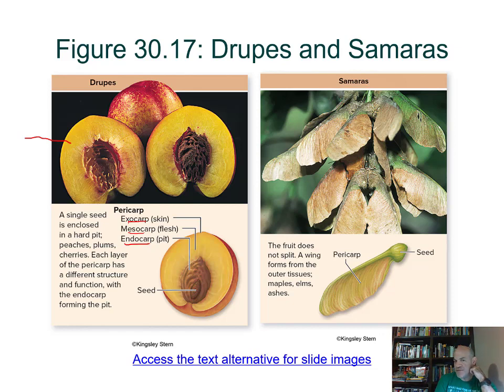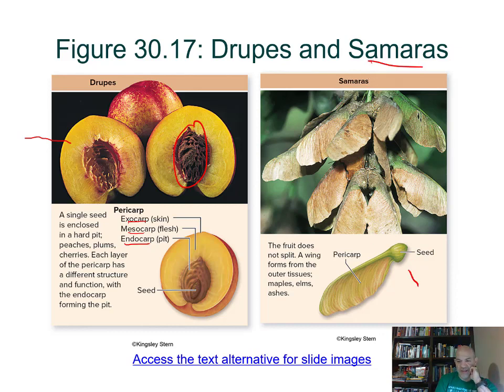So this structure right here is not the seed. The seed is buried within there. And that endocarp was the inner part of the ovary wall. And so for example, here the peach, a plum, and cherries are all drupes. And then here's another kind called a samara. So the samara is on the right.